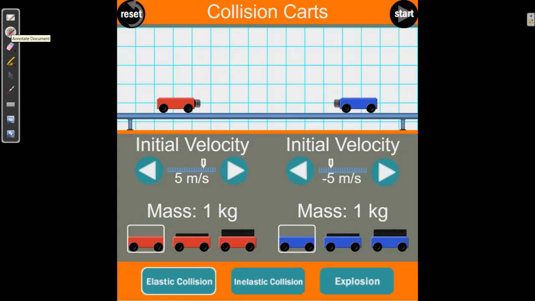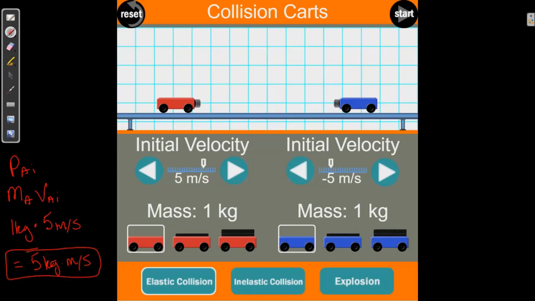Let's calculate the initial momentum of the system, and then we'll calculate the final. The momentum of A initial is going to be its mass times its initial velocity, which in this case is 1 kilogram times 5 meters per second. That's going to give us a total momentum of positive 5 kilograms times meters per second. So that's A's initial momentum.